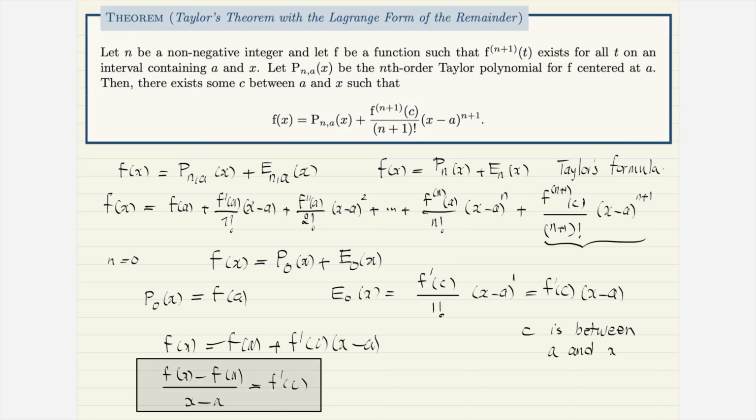Because when you say that n is 0, it means that it is guaranteed that my function is differentiable, so it is automatically continuous, so I can use the mean value theorem on the interval between a and x, and that is exactly the mean value theorem. So I just want you to know that this is the generalized version of the mean value theorem.